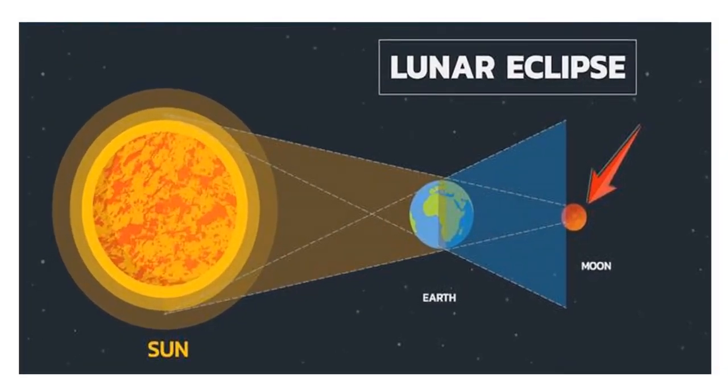Let us now try to understand lunar eclipse through a diagram. Here you can see sun at one side. As usual, it is acting as a source of light. The moon on the other extreme side is acting as a screen. Our earth, which is present in between these two heavenly bodies, is acting as an opaque object.